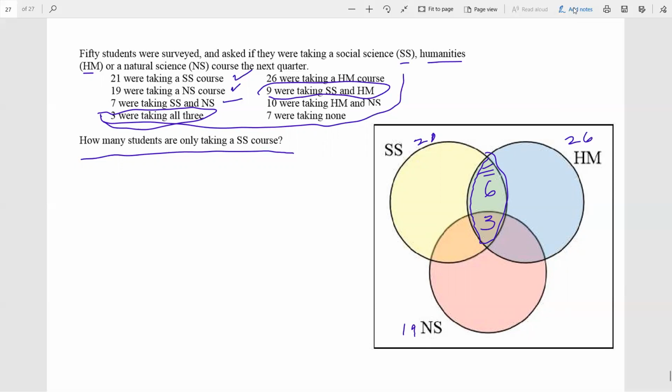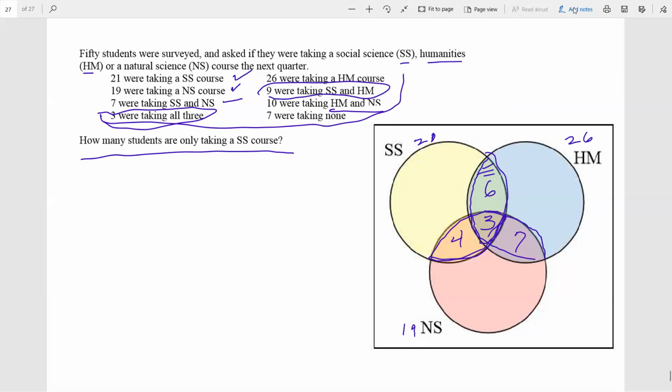7 were taking social science and natural science. So that would make this 4, because this little football would represent those that are taking both social science and natural science, and it says it's 7. And 10 were taking humanities and natural science. So there has to be 7 here to make the humanities and natural science add up to 10.